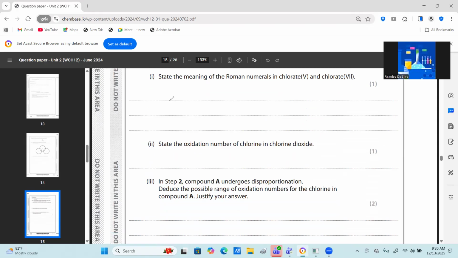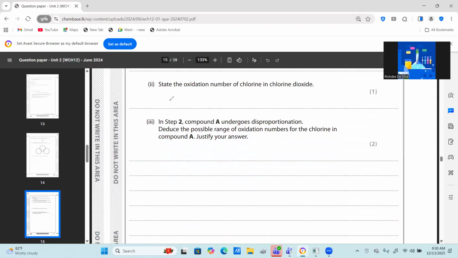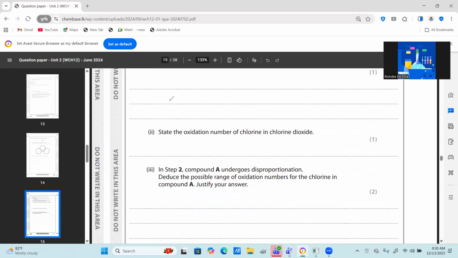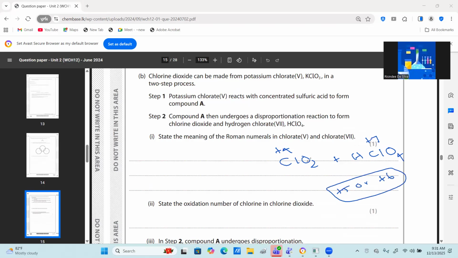In step 2, compound A undergoes disproportionation. Deduce the possible range of oxidation number for the chlorine in compound A. Justify your answer. So we know chlorine dioxide and HClO4 are forming. So this is +4 and this will be +7. So you can write it should be between +4 and +7. So you can write +5 or +6. This is how you have to get it.